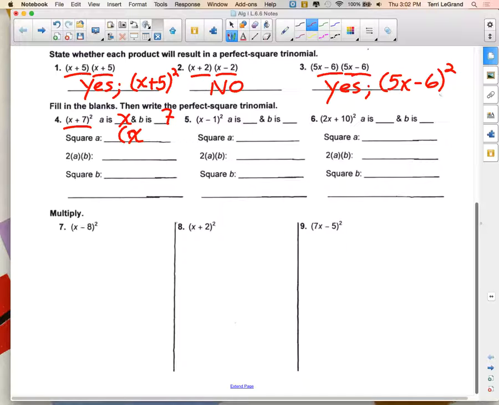I always do that. I write a instead of what the a is. A is x, so we're going to square x. This has addition, so it's going to be plus plus. This is the one that has the model a squared plus 2ab plus b squared. So now we're going to put 2 times our a value times our b value. And then we're going to square our b value.